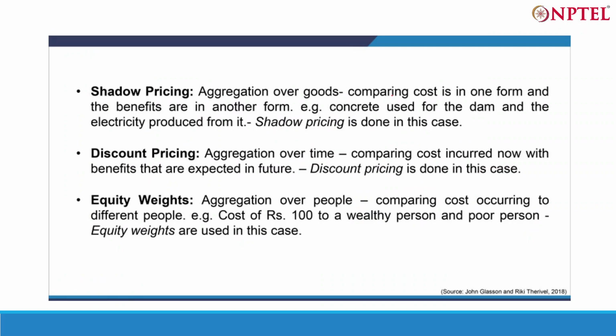So shadow pricing is aggregation over goods, comparing cost in one form. Discount pricing is what was seen earlier. Then aggregation over people comparing costs incurred by different people. A cost of 100 rupees to a wealthy person, like a billionaire, is not much compared to a poor person living on the road on alms. So equity weights are to be used in that case. A wealthy person will not feel 100 rupees is much, but for a poor person 100 rupees is like 1 lakh rupees. He can get food two or three times with that 100 rupees. So equity weights have to be applied.